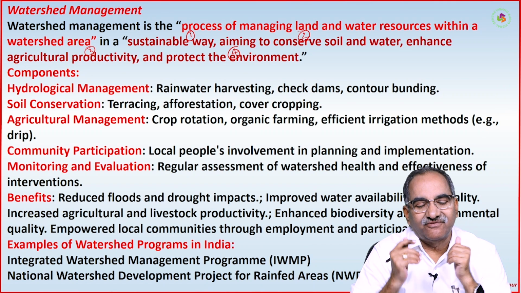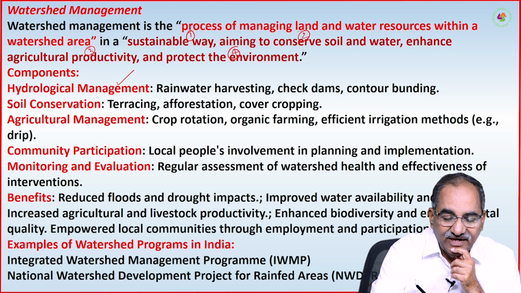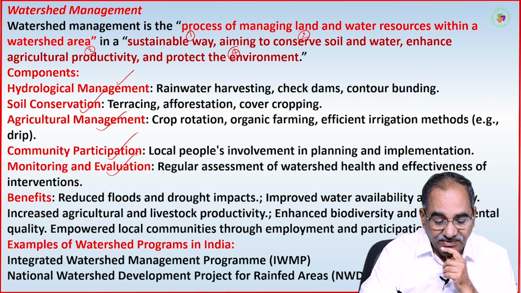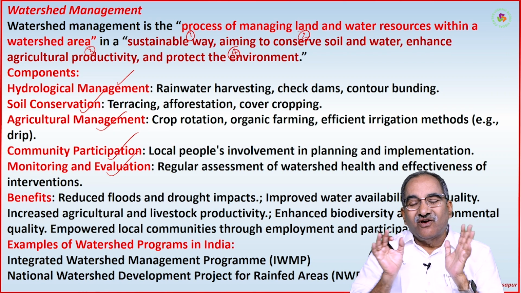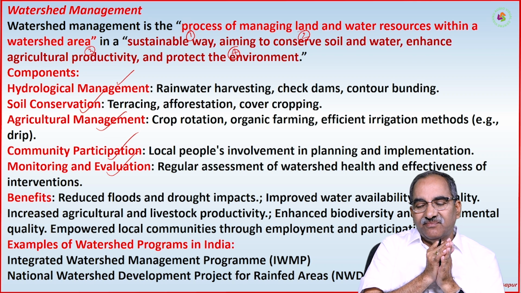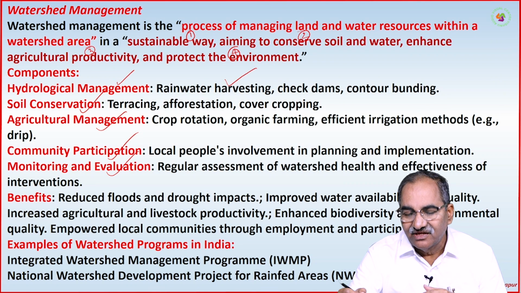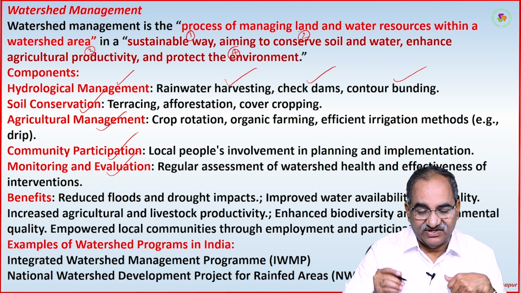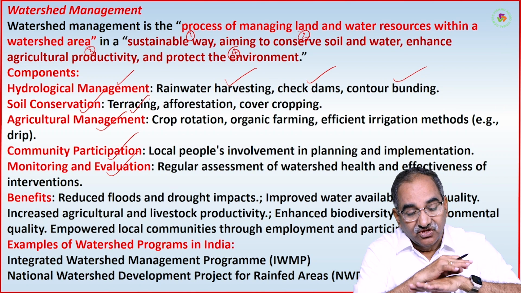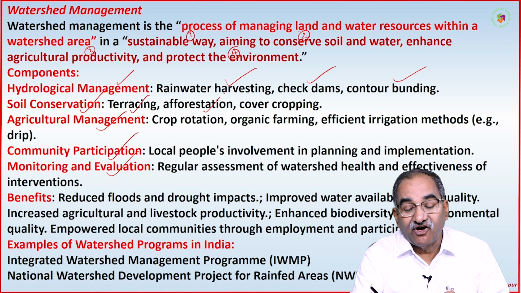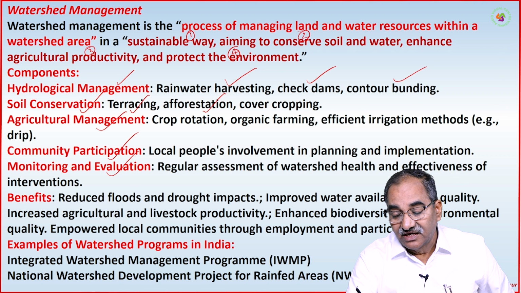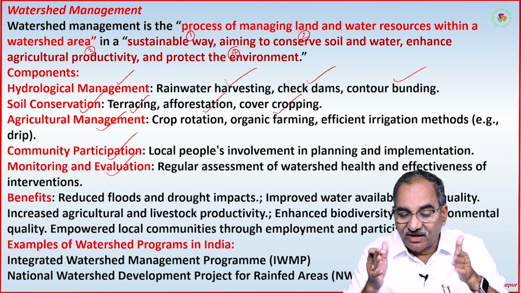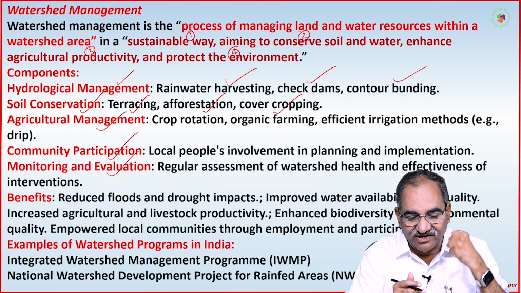What are the components of watershed management? Hydrological management, soil conservation, agricultural management, community participation, monitoring and evaluation. What are they actually? Hydrological management means rainwater harvesting, conservation of water, check dams, contour bunding. Then soil conservation: terracing, afforestation and cover cropping, so that soil erosion can be stopped. That is what soil conservation is.